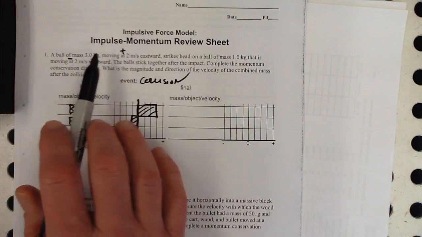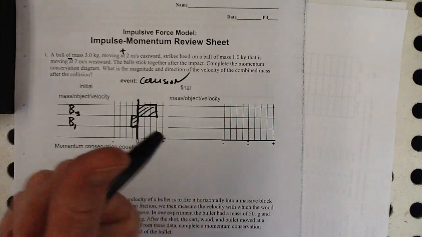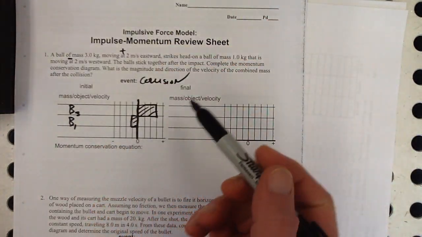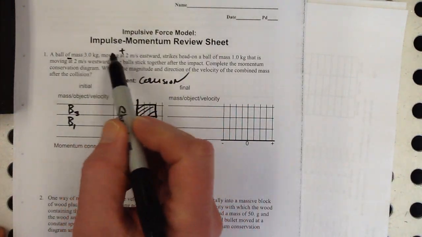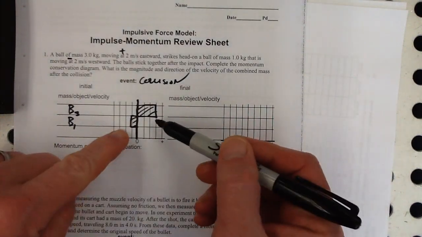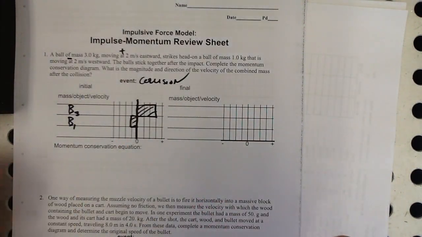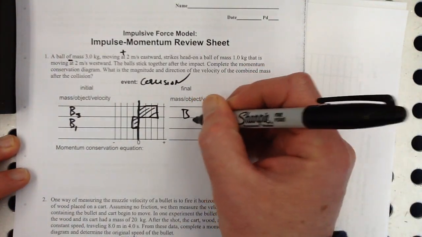3 times 2 is 6. That's the momentum in the east direction of the first ball. And 1 times 2 is only 2. So this is going to have positive 6, negative 2. Those are the different momentums of the two balls. So that's what I'm representing here. Sometimes you have to do some math, you know. I don't know what to tell you.